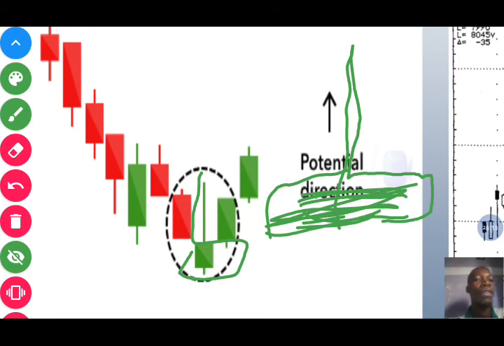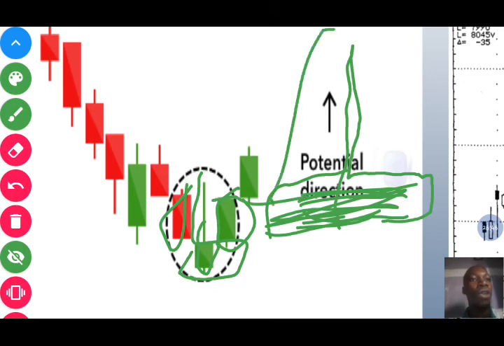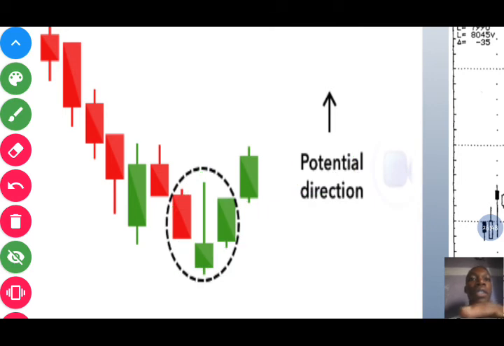It will be very good to wait for the next green candle to form after an inverted hammer has formed, just like what we have here. So it is a three candlestick pattern. We have the red, we have the hammer, and we have the green confirmation candle. You can just enter around this candle, trading it up. Potential direction is up. So that is what an inverted hammer looks like. So moving on.